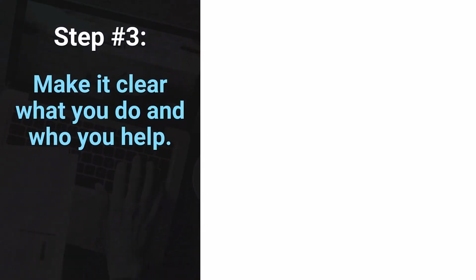Step 3, make it very clear what you do and who you help. A lot of websites are too vague. They say a lot of words, but you still walk away scratching your head. Like, what do they actually do? Who do they help? What problem do they solve? What makes them different? That stuff needs to be crystal clear. Because if a real human being has a hard time figuring that stuff out, AI is probably going to have a hard time figuring it out too.